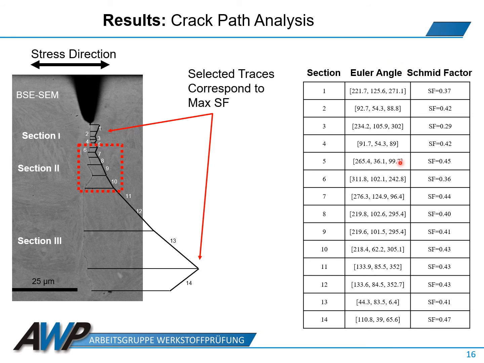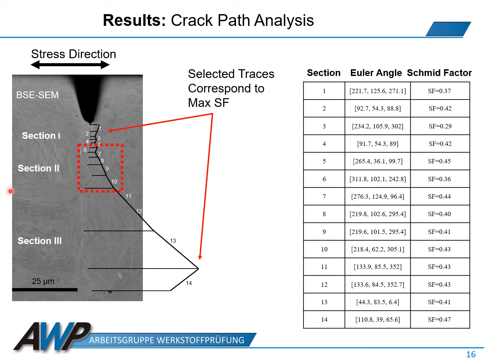In the table, the Euler angles and the maximum Schmidt factor for each section are represented, and among all possible traces, the one with the highest Schmidt factor value was obtained and subsequently computed, and the resultant traces are plotted here with respect to the crack path. It can be seen that in section 1 and section 3 there is no one-to-one match between the crack path and the selected trace, while there is a precise overlap between the crack path and the traces in section 2 for points 6, 7, 8, and 9.